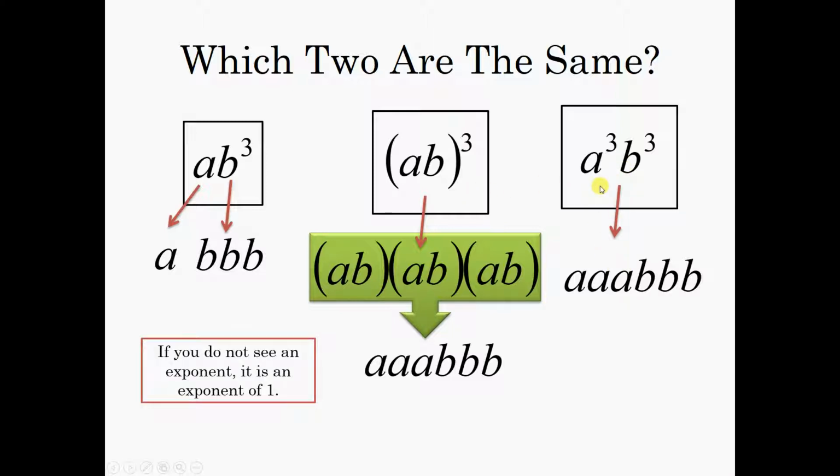You see, the A over here has an exponent of 1. If you don't see a number there, if you don't see an exponent, it's an exponent of 1. This 3 is the exponent for the B, not the A. That's a big deal. Here, because of the parentheses, the 3 is the exponent for both, just like this. So these 2 are the same.